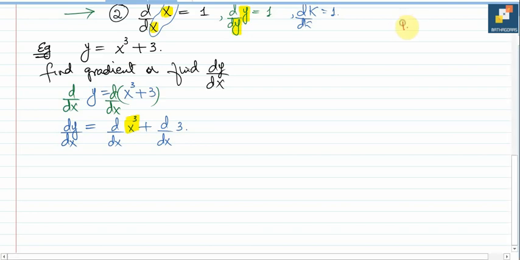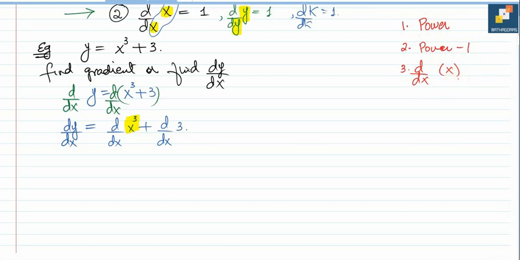I am writing down the principle here. At first we need to write the power. Second, we need to subtract 1 from the power, and third, we need to differentiate the function which has the power. Right, there are three basic steps for differentiation.